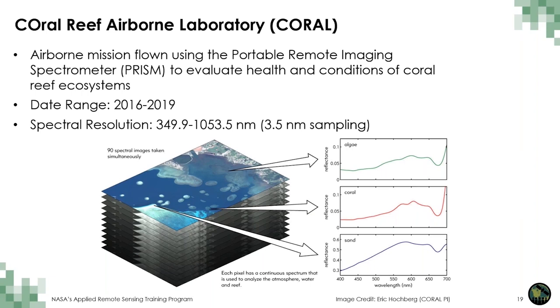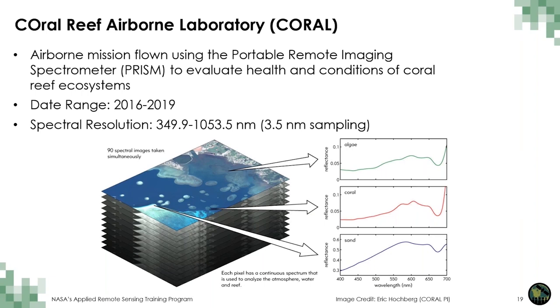The spectral resolution for CORAL was from about 350 to about 1,053 nanometers, with bands that were sampled at around 3.5 nanometers with the PRISM radiometer. CORAL, like I said, acquired airborne spectral image data using the Portable Remote Imaging Spectrometer, or PRISM, instrument, which was installed in a commercial airplane, a G4. And concomitant with the flights, in-situ data were collected to validate the remote observations.